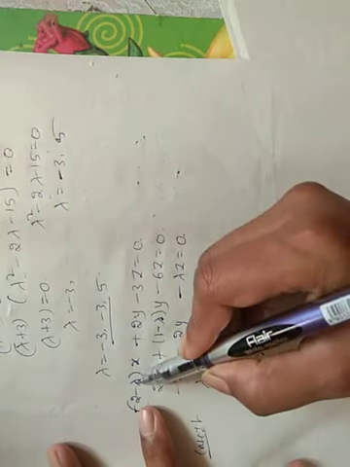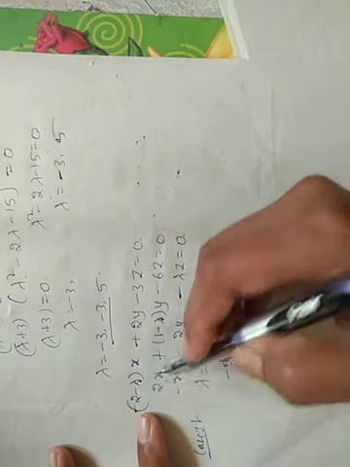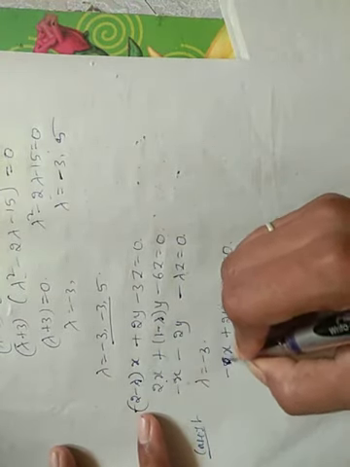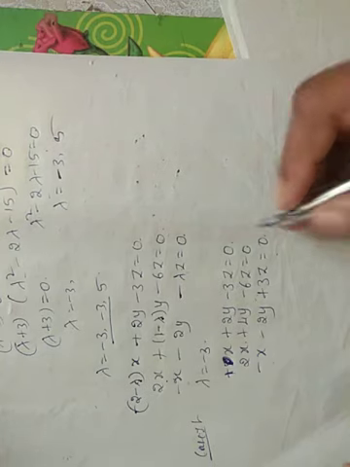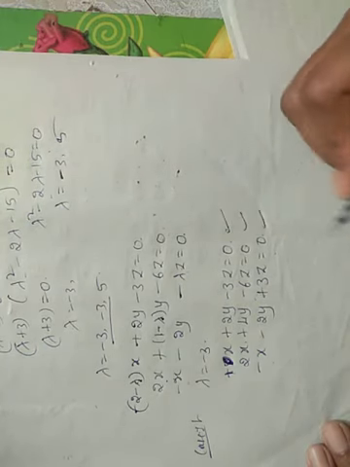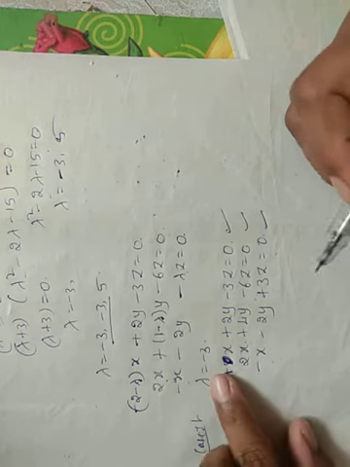See here, it should be observed that when lambda equals -3, the equations become x + 2y - 3z = 0, 2x + 4y - 6z = 0, and -x - 2y + 3z = 0. All the three equations are dependent on each other.